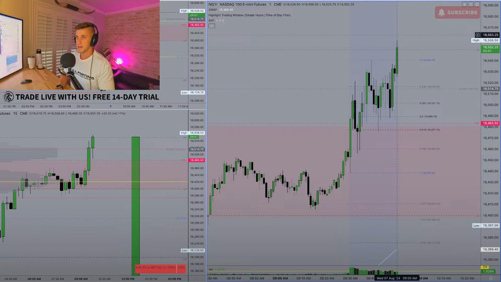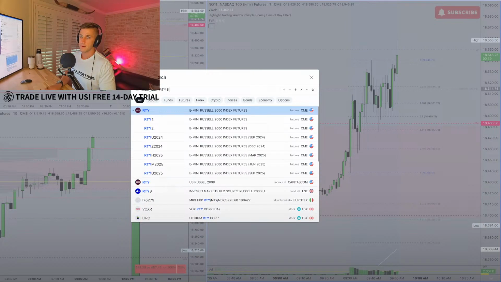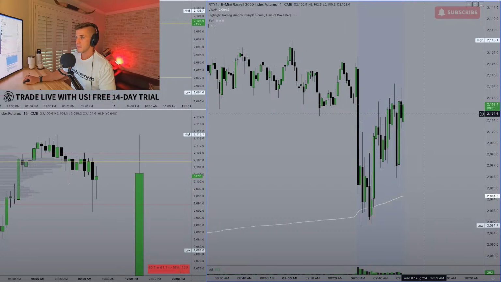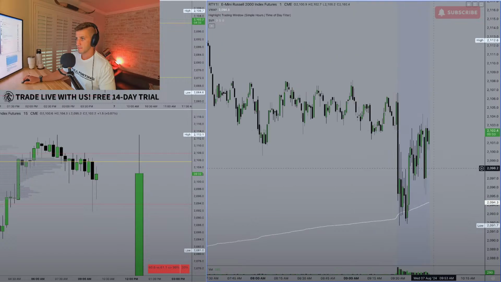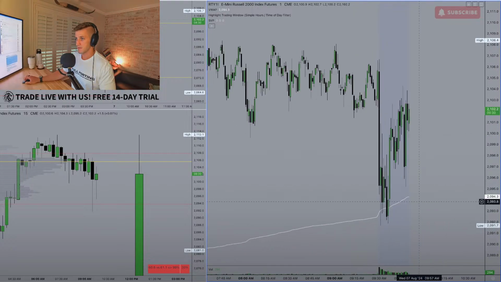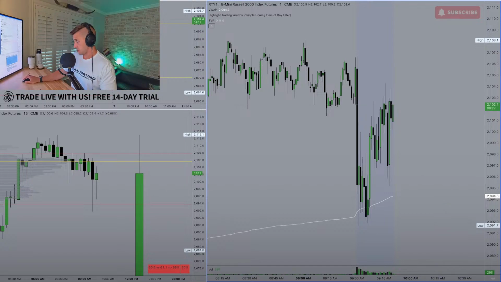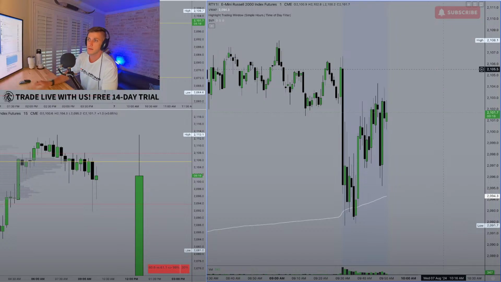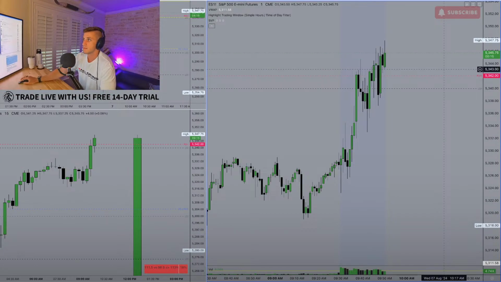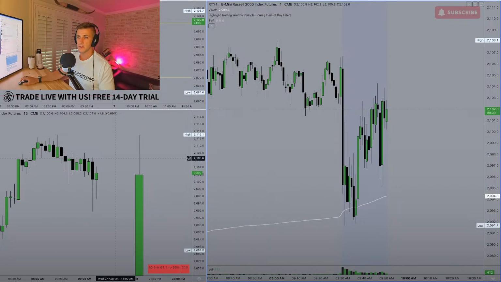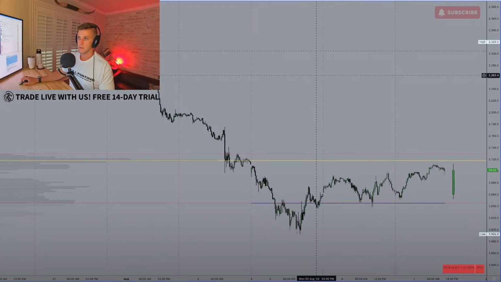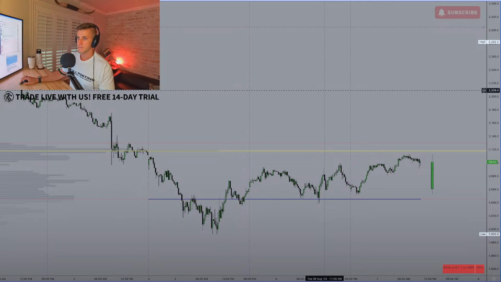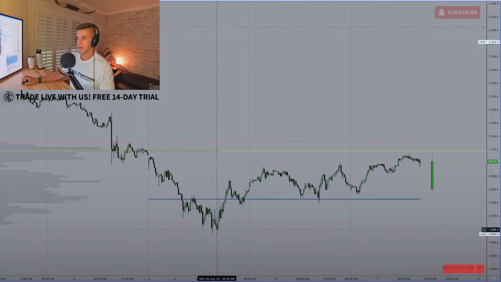Russell near VWAP. I see that in the chat. Let's see. Oh, it's already bounced. That was a good looking bounce there. Wonder if anyone caught that. You guys trading the smalls? RTY. Good bounce. Let's check out that structure on RTY. Let me see. So pretty similar. It's kind of that buying from Monday's low.